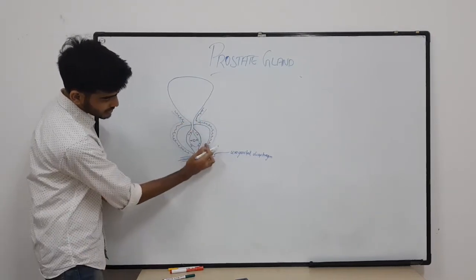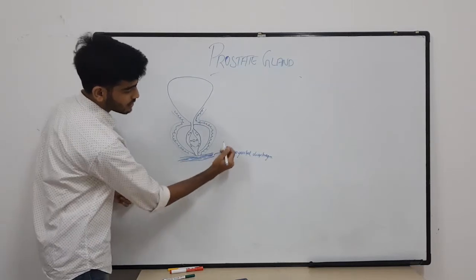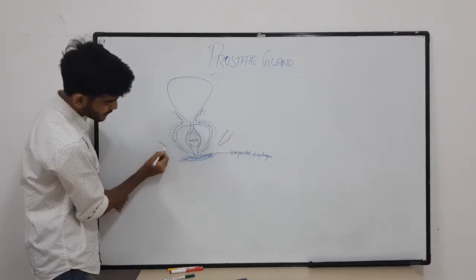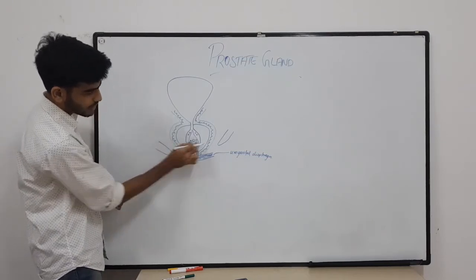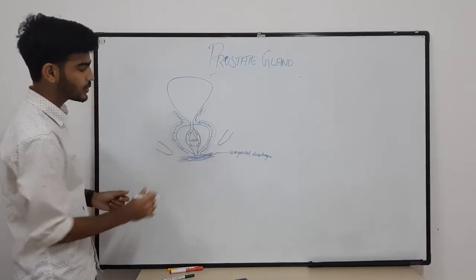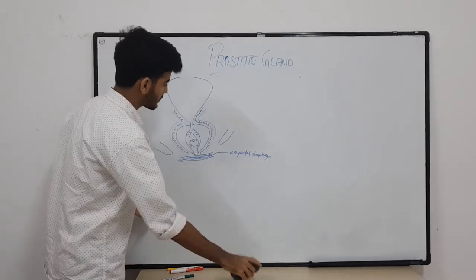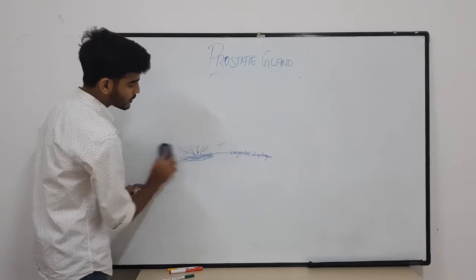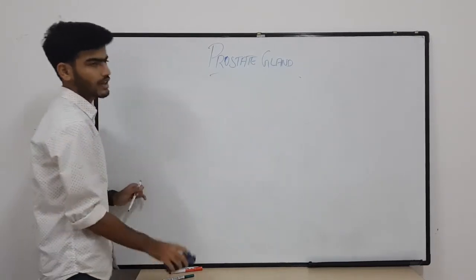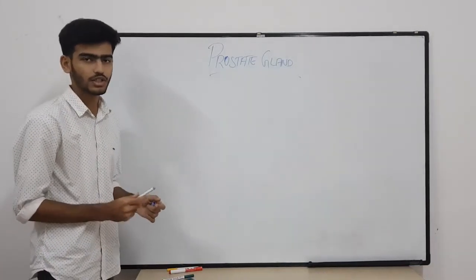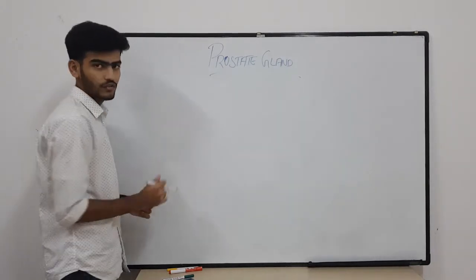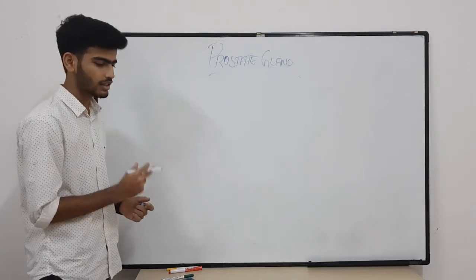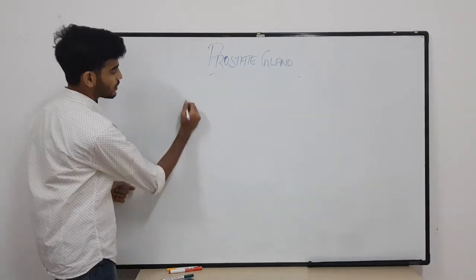And here this is the inferolateral surface, which is related to the levator ani muscles. Here we have the levator ani muscles, and this is the inferolateral surface. So the prostate gland has an anterior surface, posterior surface and inferolateral surface, and the inferolateral surface is related to the levator ani muscle.